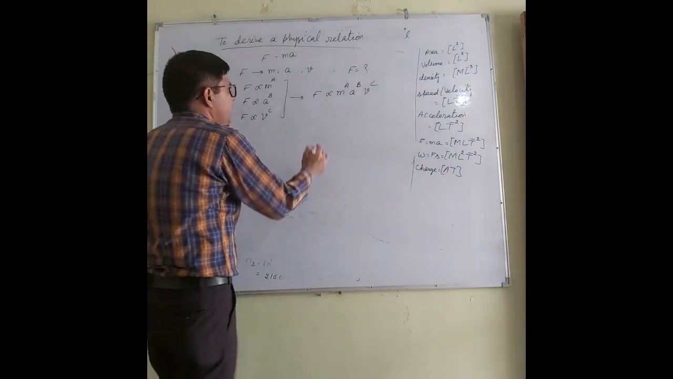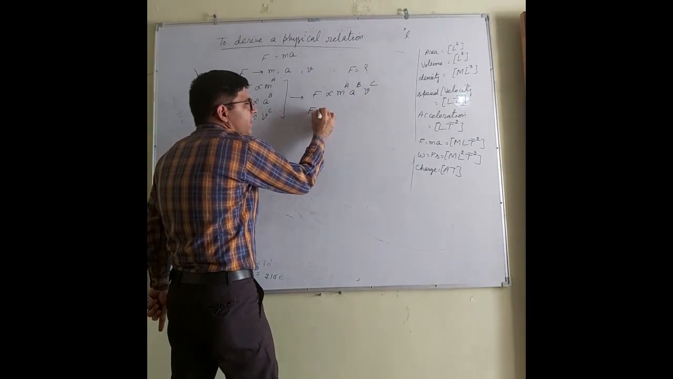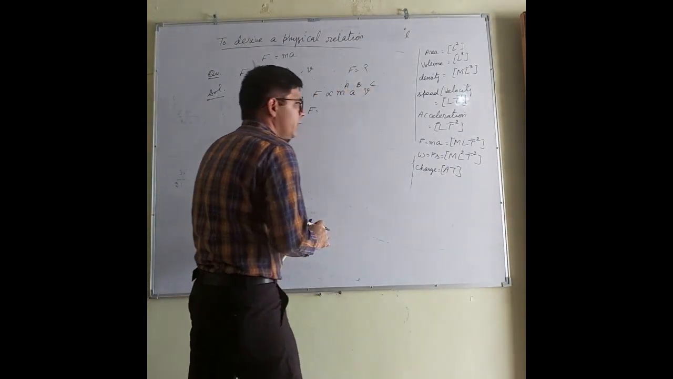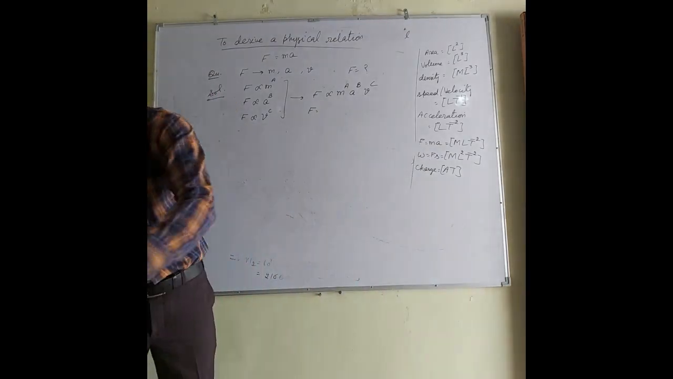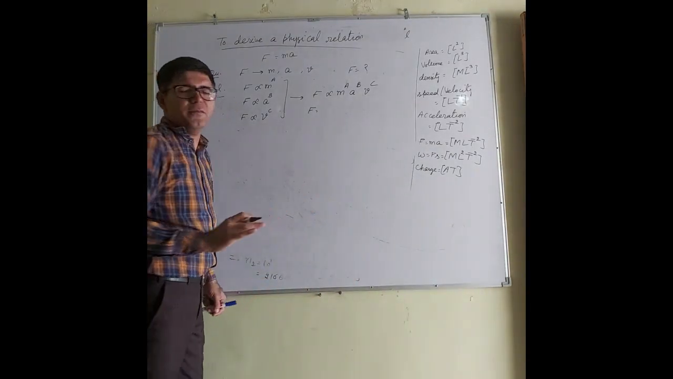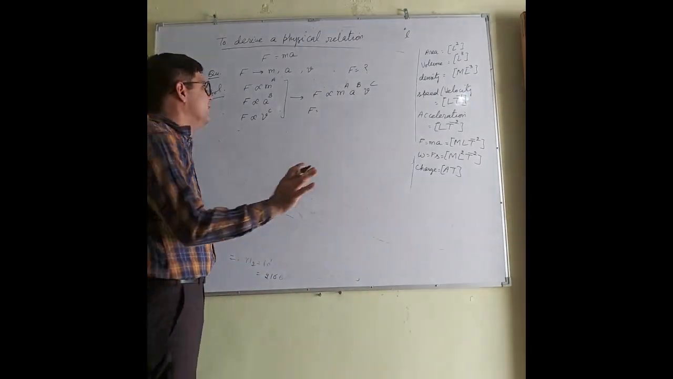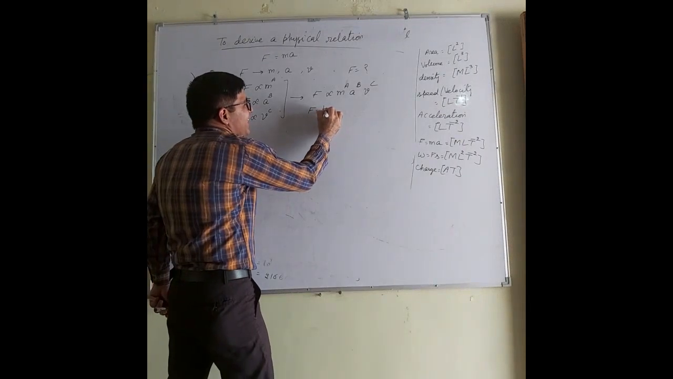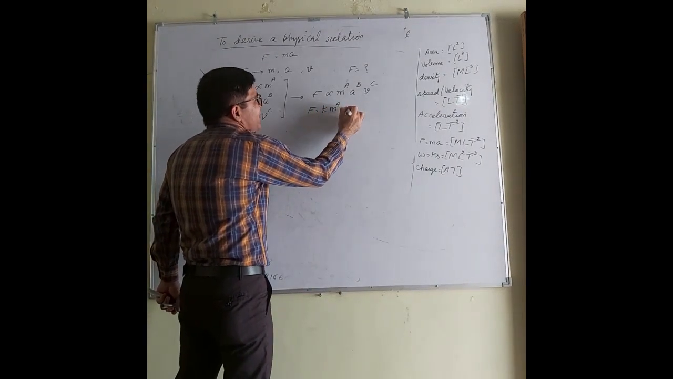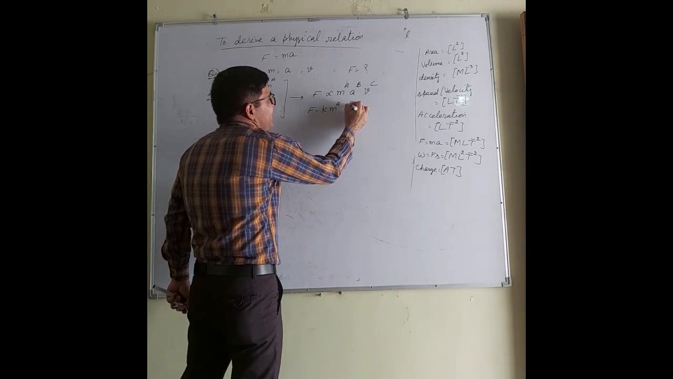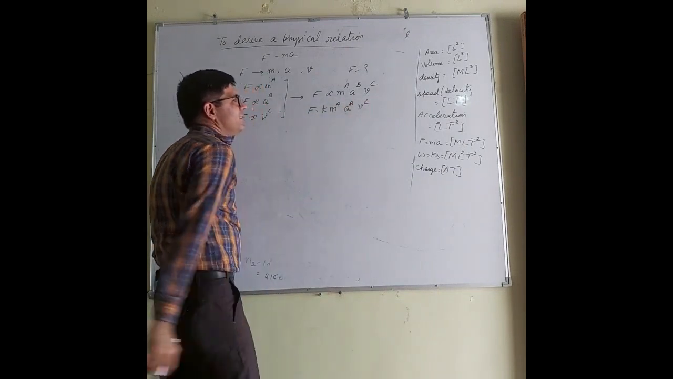So here in this case, I can write this as F equals k, m to the power a, a to the power b, v to the power c.